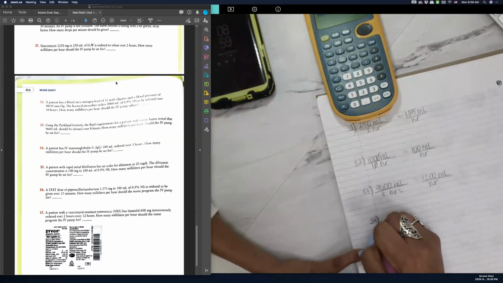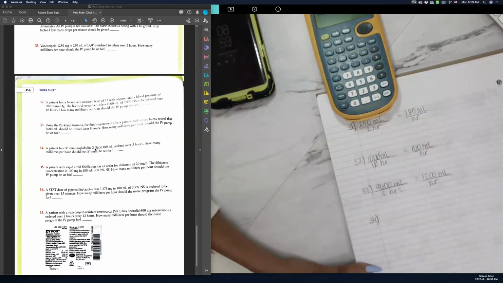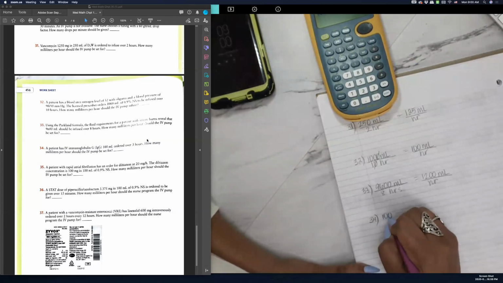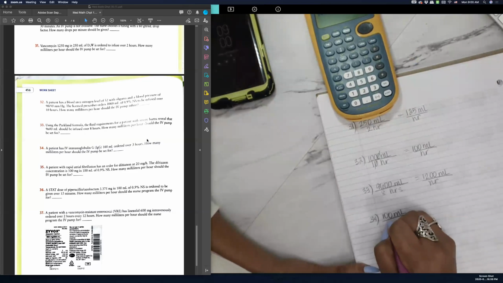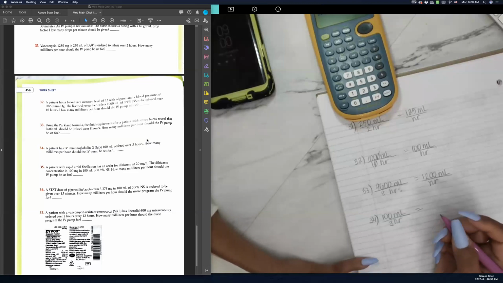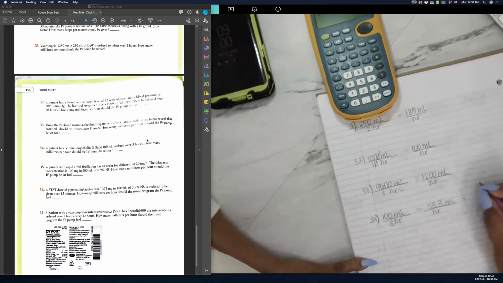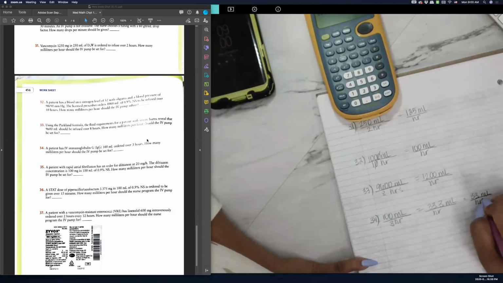Okay, 34. A patient with IV immunoglobulin G, IgG, 100 milliliters is ordered over 3 hours. So our volume is 100 milliliters, and it's ordered over 3 hours. How many milliliters per hour? So 100 divided by 3 is just going to be 33.3 milliliters per hour, and we're going to round that to 33 mLs per hour.